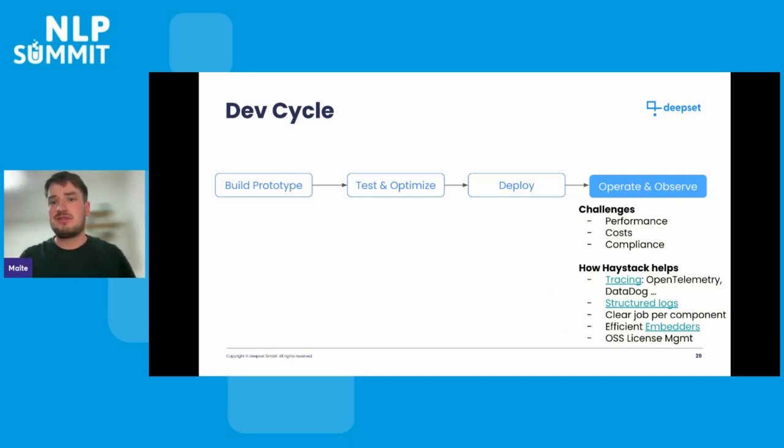Last but not least, when you run in production, things don't stop. We of course also help you when you're in operating and observing mode. We have tracing integrations with OpenTelemetry and Datadog, for example. We have a lot of things to optimize costs and efficiency, especially on the embedding side. There's a lot, I think, to reduce your costs when you're running in production. And last but not least, a boring topic, but an important one, open source license management. We really pay attention to what dependencies we actually use in Haystack, what licenses they have, and whether they are compliant with, I would say, most common enterprise policies as well.